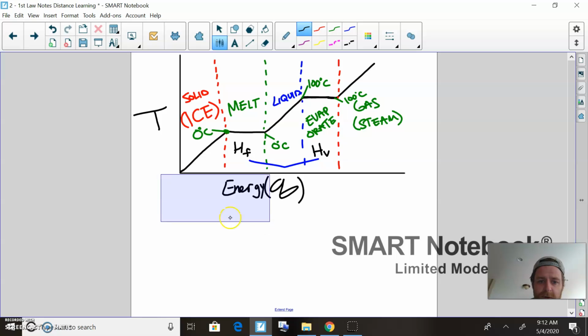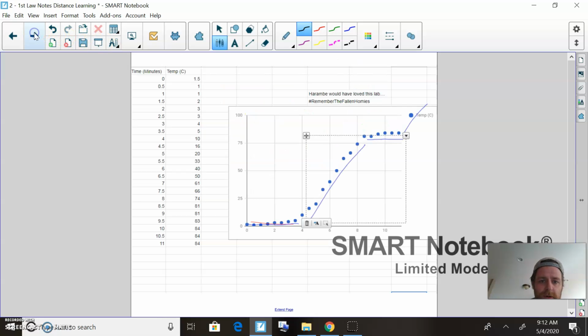Back to our graph. Remember, on the slopes, you use mcΔT. On the flats, you use what we just talked about.